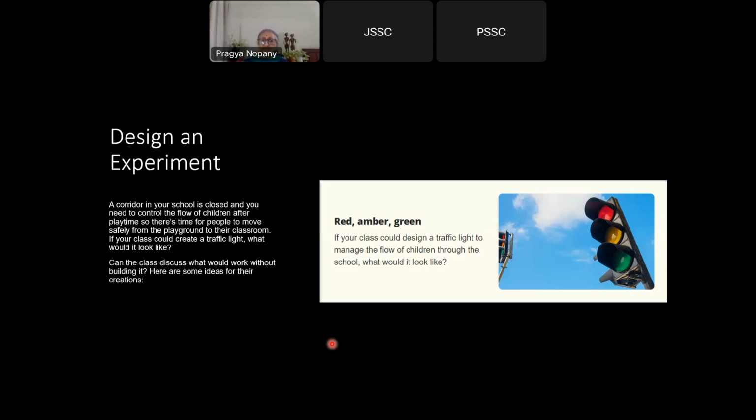Can they discuss what would work without actually building a circuit? So, what are some ideas for their creation? You can ask them, how will you light each bulb individually? Then they would tell us about their circuit ideas. We can say, how many wires will you need? Then will you need more than one battery, or even one battery will be sufficient? Then they might say that we may need switches to switch on and off lights one after the other.